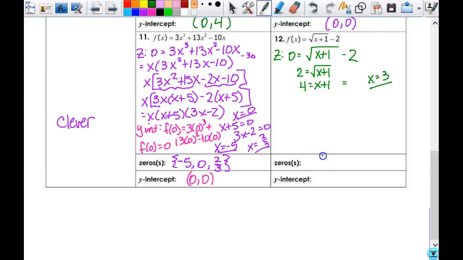Okay. So I just have one solution here. So it's still a solution set. The set just has one thing in it. And then for my y-intercept, f of 0 is equal to the square root of 0 plus 1 minus 2. Square root of 1 minus 2 gives me negative 1. So that's 0, negative 1. Okay, we good on that?